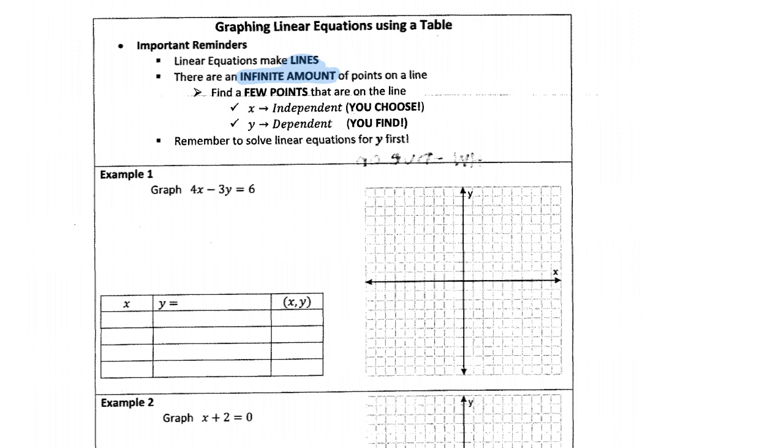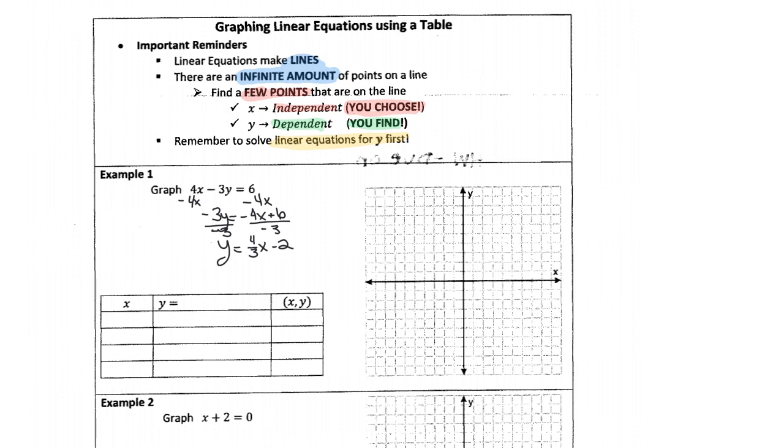In order to graph these, we're going to identify a few points on the line. We do that by choosing an x, our independent variable, and that gives us our y, because y is the dependent variable. So we get to choose our x, and then that'll give us our y. But with linear equations, we need to solve for y first. Looking at example 1, solve for y first. Before we do anything, solve for y.